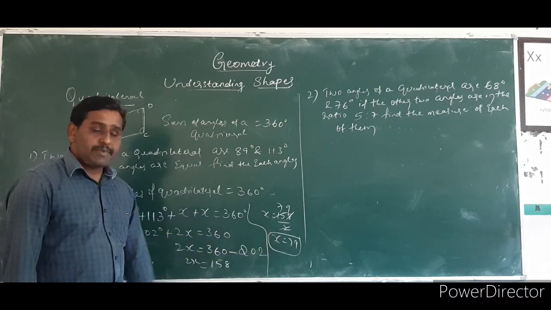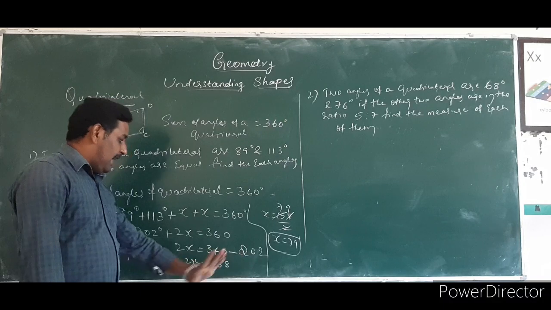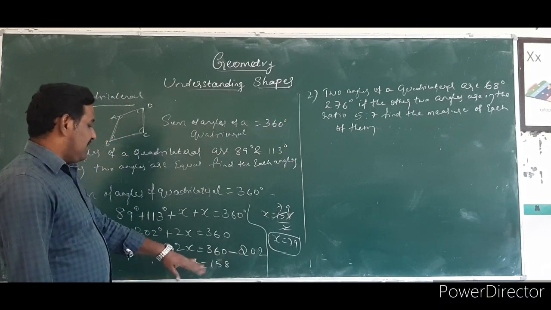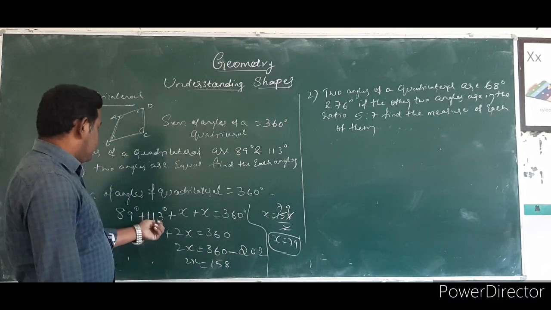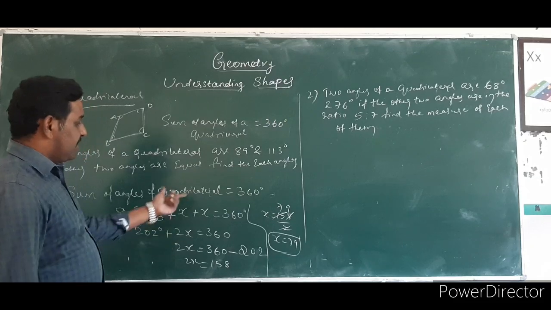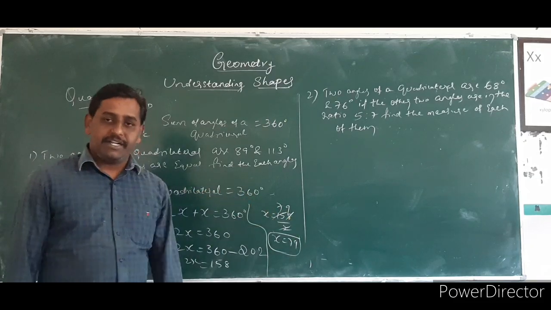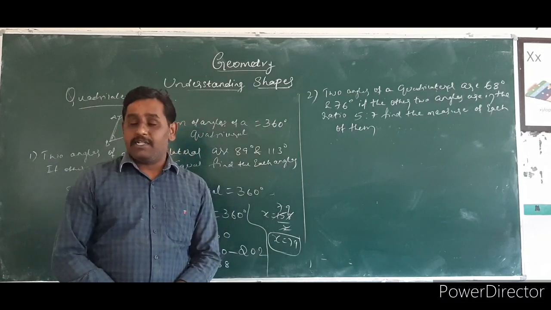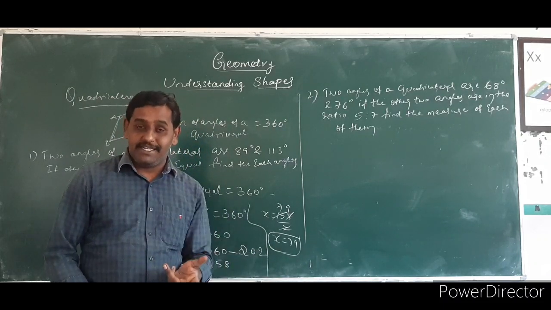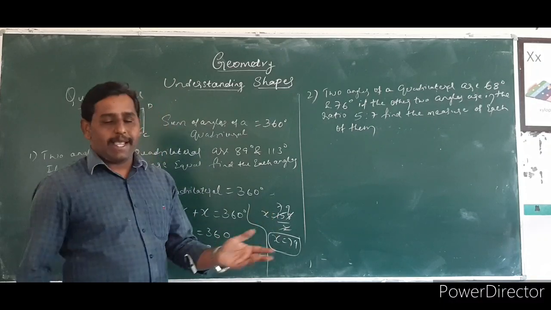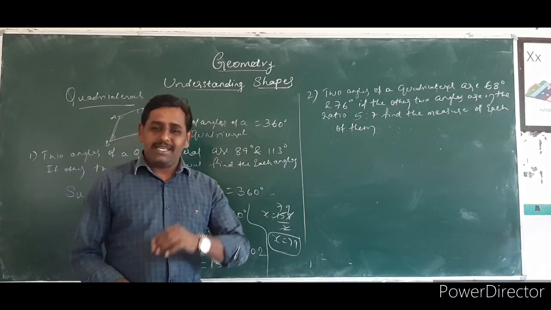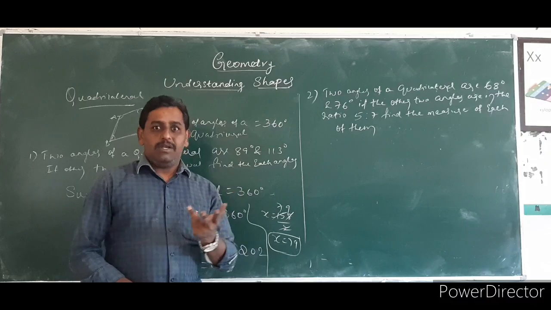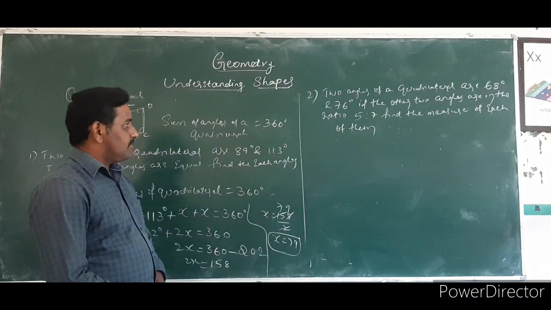Each angle is 79. If you add 79 plus 79, plus 113 plus 89, again that sum will be equal to 360 degrees. For your verification, you can add all four angles of the quadrilateral to check whether your answer is correct or not. You can easily verify the answer.